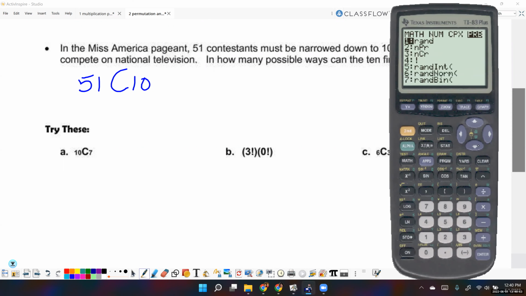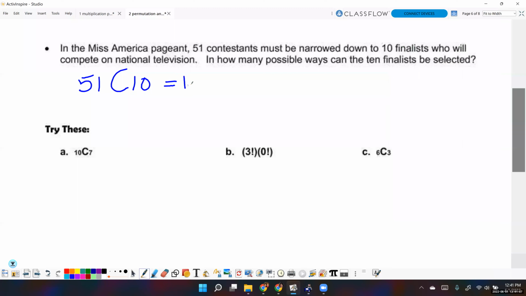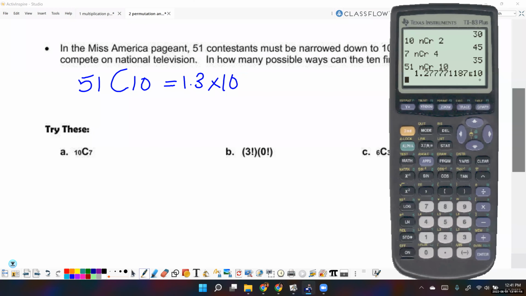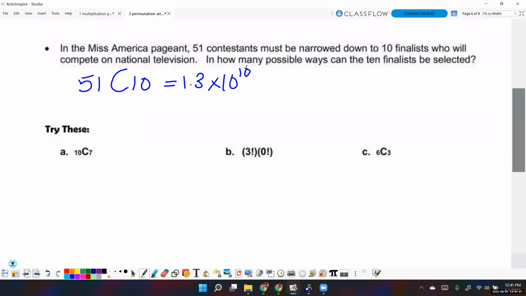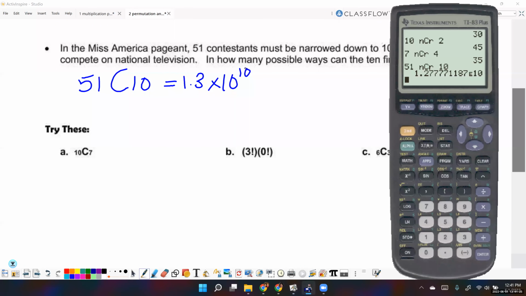51 choose 10. Whoa, and there's a lot. So let's talk about this number. If I've got 1.2, let's just go with 1.3. Now, when I see that E, that's like times 10 to the power of, there's a 10 here. So when I read this E, it's times 10 to the power of 10. This is scientific notation. Go ahead, pause the video and just try these 3 calculations.